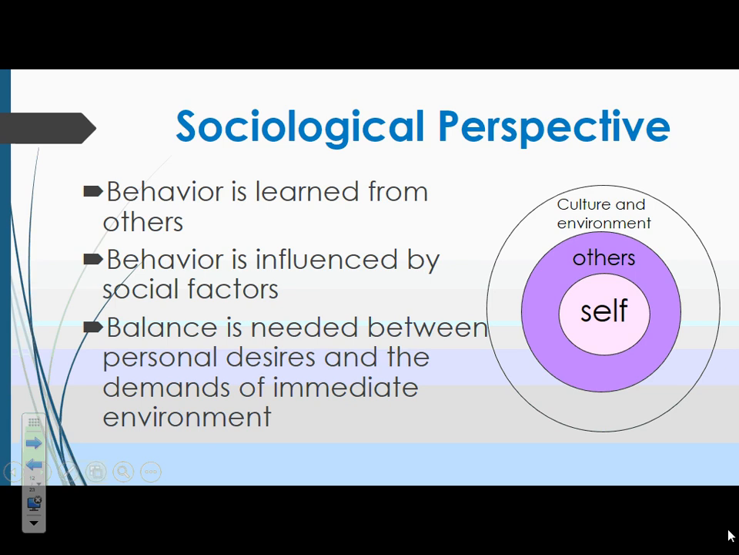Who do you learn most of your behaviors from? Yeah, sure, parents. Their behavior is influenced by social factors. Who are your social groups that you learn things from? Sports. Sports? Who else do you learn from socially? Friends, yeah. Those two are good examples. There's a huge number else. Where you work, and so on. And then there is a balance needed between personal desires and the demand of the immediate environment. So the sociologist is looking at how that balance is identified and how it is sustained.